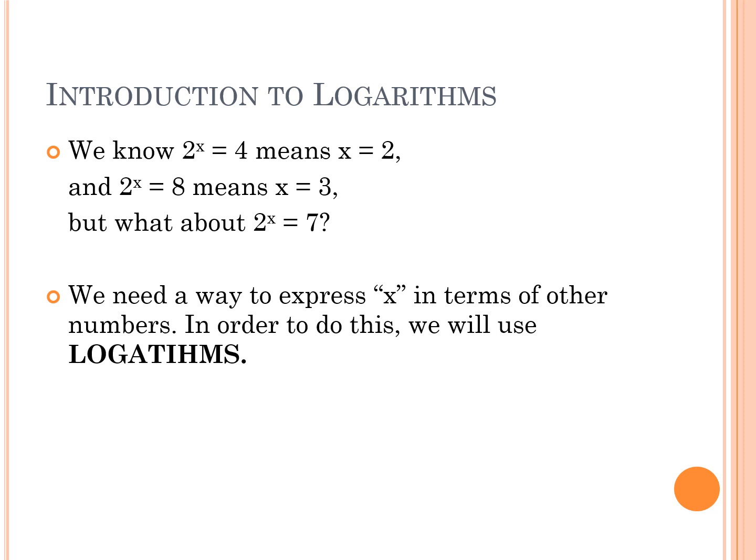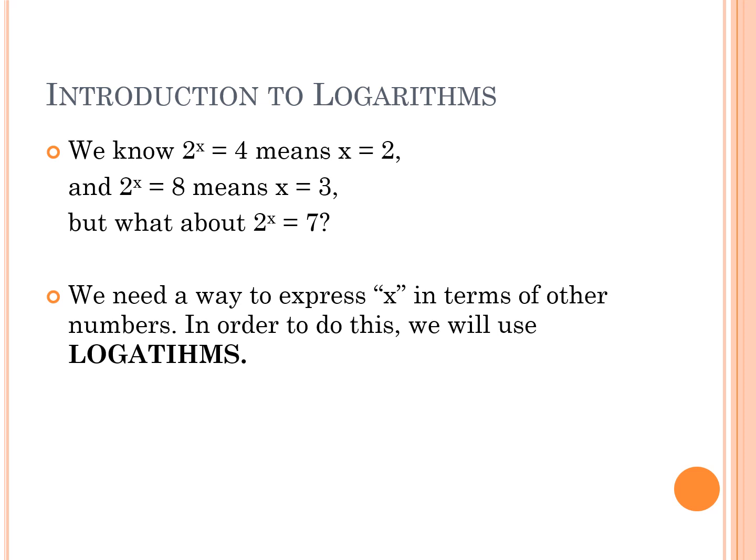Well, if I gave you the equation 2 to the x equals 4, you would hopefully be able to determine that x is 2. 2 squared is 4. It's kind of working backwards, asking yourself, 2 to what power would be 4? It would be 2. Same idea if I gave you 2 to the x equals 8. 2 to what power is 8? And that would be 3.